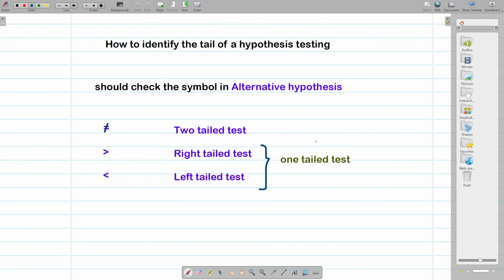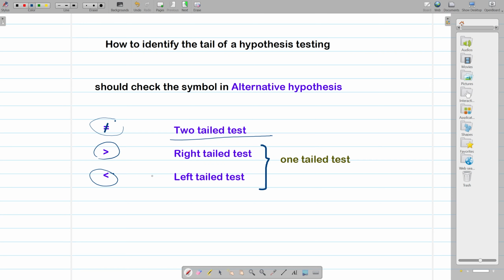Today we are going to learn how to identify the tail of a hypothesis test. In order to find out which tail test it is, you have to look at the symbol in the alternative hypothesis. You know that the alternative hypothesis can contain a not equal sign, a greater than sign, or a less than sign. If you see a not equal sign in your alternative hypothesis, then it is a two-tailed test.